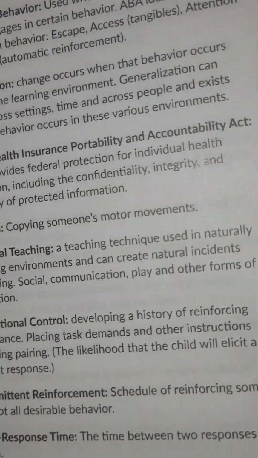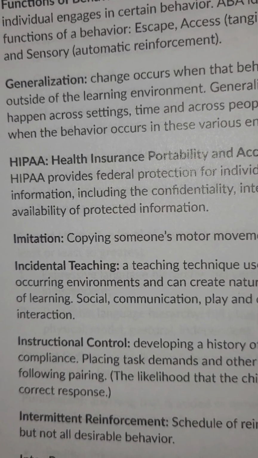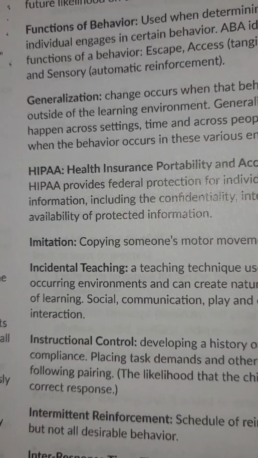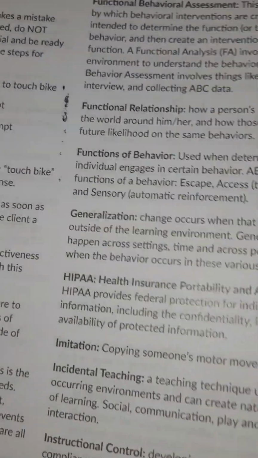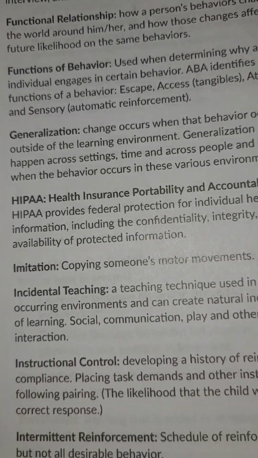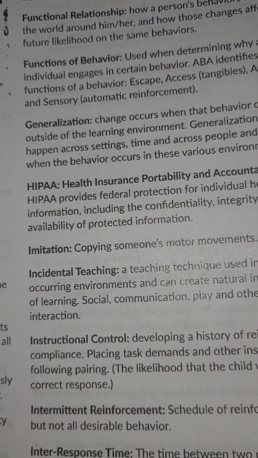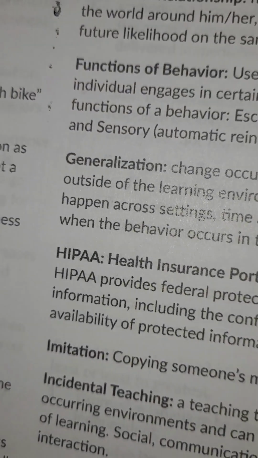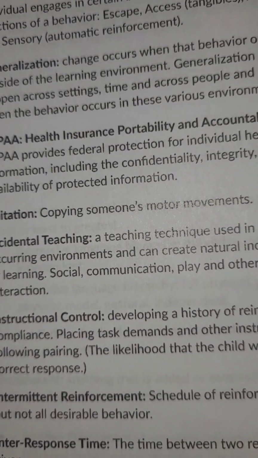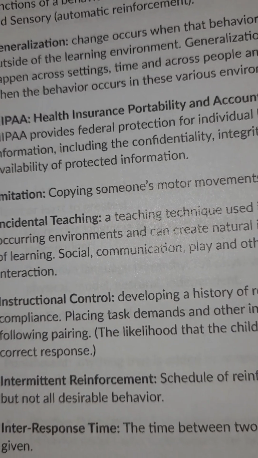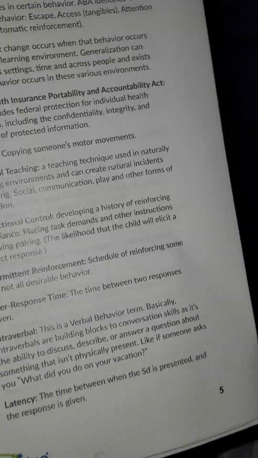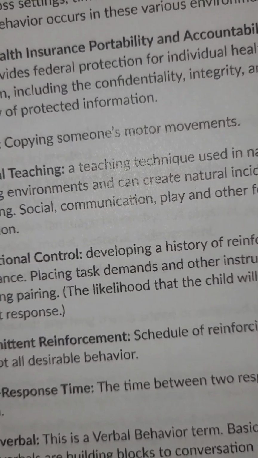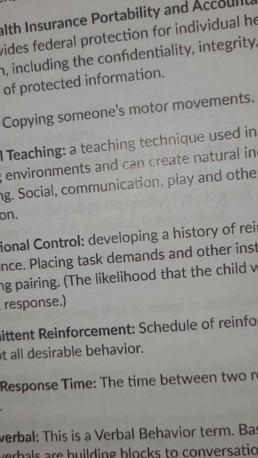Extinction. The withholding of reinforcement for a previously reinforced behavior, resulting in reduction of that behavior. Extinction burst. The increase in frequency and/or intensity of a behavior in the early stages of extinction. Fixed interval, FI. This schedule of reinforcement is used for a set amount of time. Fixed ratio, FR. This schedule of reinforcement is used for a set amount of responses.